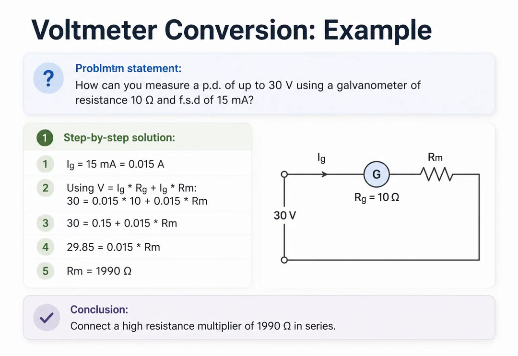Let's see how this works in practice. Imagine we want to measure up to 30 volts using a 10-ohm galvanometer that has a full-scale deflection current of 15 milliamps. Converting 15 milliamps to 0.015 amps, we set up our series equation. Dividing 30 by 0.015 gives 2,000 ohms for the total resistance. Subtracting the internal galvanometer resistance of 10 ohms, we find we need a multiplier of 1,990 ohms.